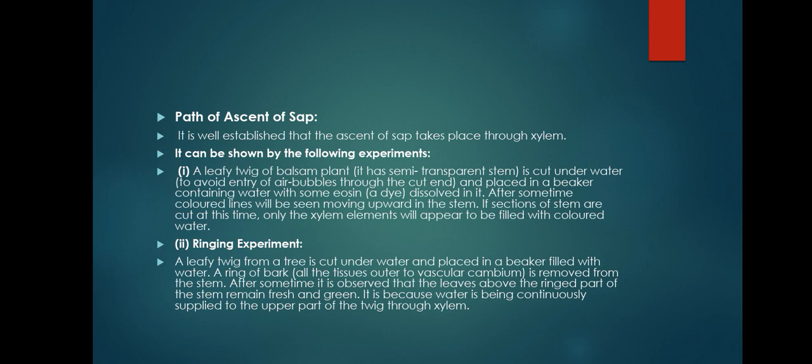A leafy twig from a tree is cut under water and placed in a beaker filled with water. A ring of bark, of all the tissues outer to the vascular cambium, is removed from the stem. After some time, it is observed that leaves above the ringed part of the stem remain fresh and green. It is because water is being continuously supplied to the upper part of the twig through the xylem.